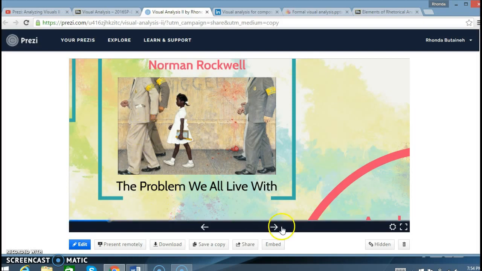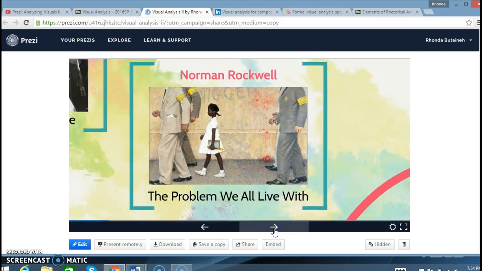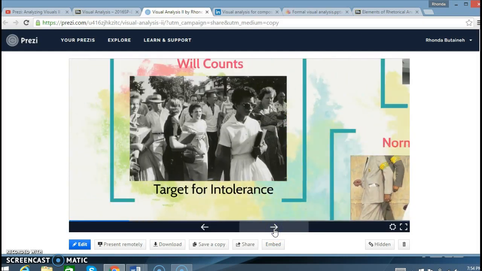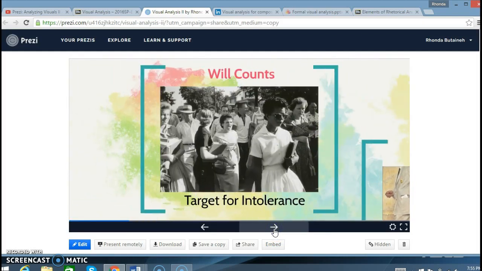Okay, once you've analyzed that, you can compare it to this other image right here. This is the actual historical photograph taken by Will Counts in his Target for Intolerance series. And you have the young lady. She's older. Why did Rockwell depict her as a younger child? That's a question that we need to consider and answer.